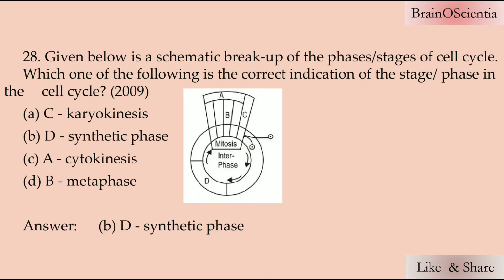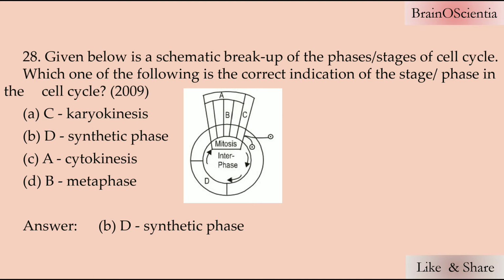Given below is a schematic breakup of the phases of the cell cycle. Which one of the following is the correct indication of the stage in the cell cycle? So this is the diagram. We need to say which of the phases represents the correct one. You see, C is related to cytokinesis. This is not karyokinesis. Karyokinesis means where nuclear division is involved. That means prophase, metaphase, anaphase, telophase, all these things happen. That is called karyokinesis. So C actually represents cytokinesis. So this is the wrong one.